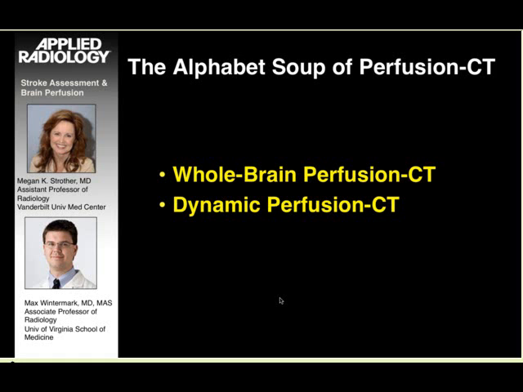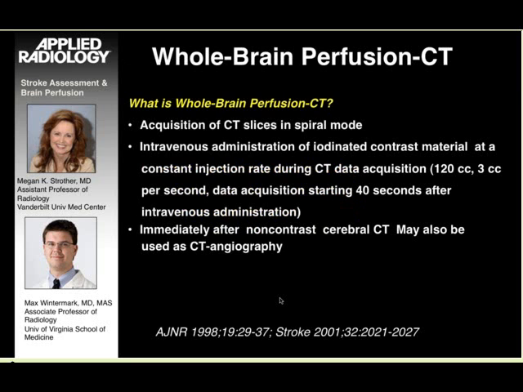So to start from the beginning, I would like to first say that there are overall two big different types of perfusion CT techniques that you can use. The first one is called whole brain perfusion CT, and the second one is called dynamic perfusion CT. For the first technique, and again, you have to be a little bit careful because there's been some evolution over time, so I'm going to try to not contribute to the confusion, but rather to clarify it a little bit.